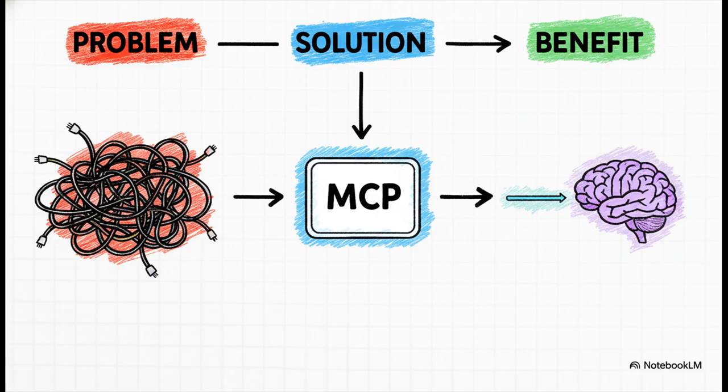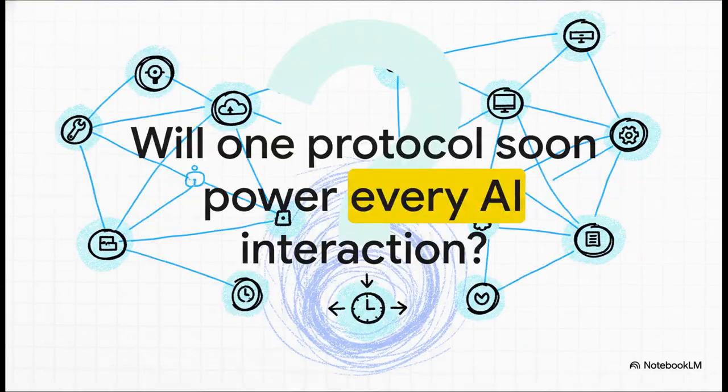This could be what unlocks the next level of powerful, context-aware AI systems. And that really leaves us with one big question to think about. As AI gets woven deeper and deeper into everything we build and use, a universal protocol like MCP stops being a nice-to-have and starts looking more and more like an absolute necessity. So, will this be the protocol that ends up powering every single AI interaction in the future? We'll have to wait and see.